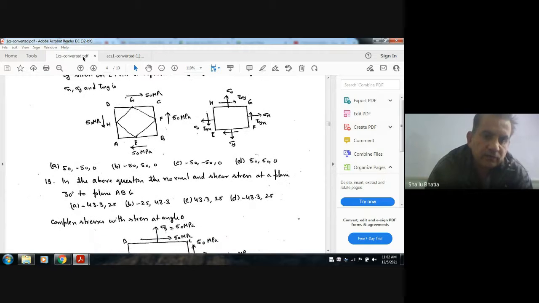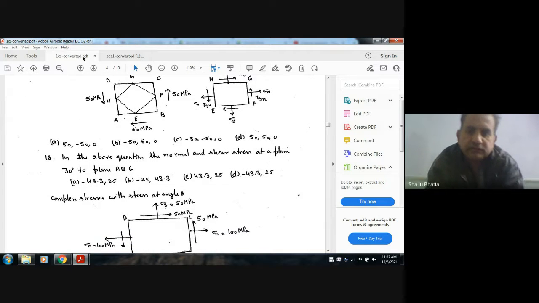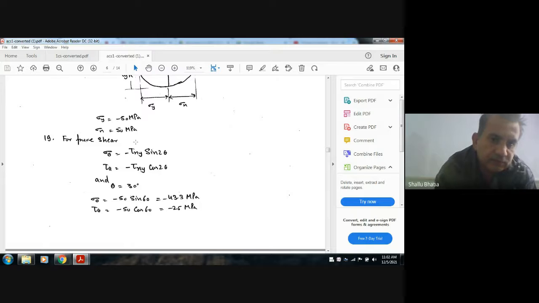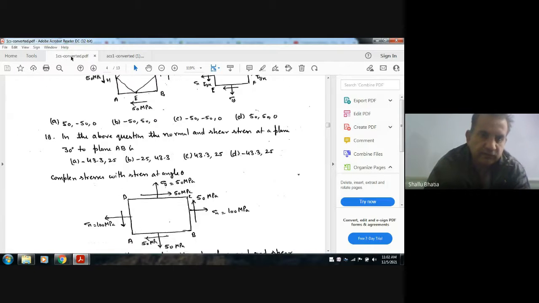Next question. In the above question, the normal and shear stress at a plane 30 degrees to the plane AB is. So this is the plane AB, and we want to calculate the stress at an angle theta, at an angle of 30 degrees. So we will put the general expression: sigma theta is minus tau xy sin theta, and tau theta is minus tau xy cos theta. Put theta equal to 30 degrees, and we can find these two stresses. Sigma theta is compressive and tau theta is anti-clockwise in direction.